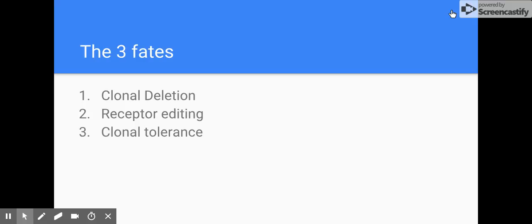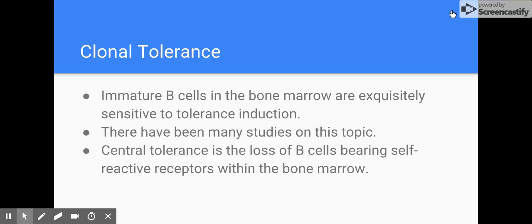The last fate we're going to talk about is clonal tolerance. Immature B cells in the bone marrow are exquisitely sensitive to tolerance induction. There have been many studies on this topic. Central tolerance is the loss of B cells bearing self-reactive receptors within the bone marrow.